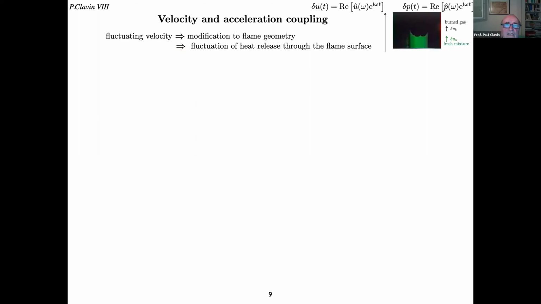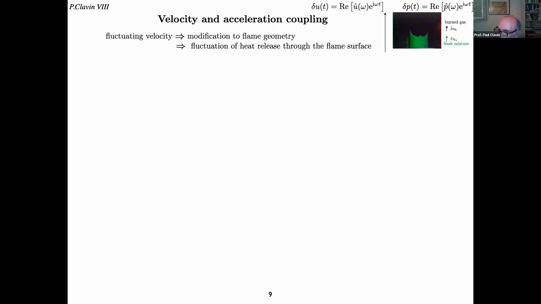Okay, now let me go to another coupling which is more important for the gaseous flame propagating in a tube. As I told you just before, the pressure coupling for gaseous flame is not important. The pressure coupling could be important for solid propellant, but for acoustics it is not very important. So there is another coupling which is important, and it is written here.